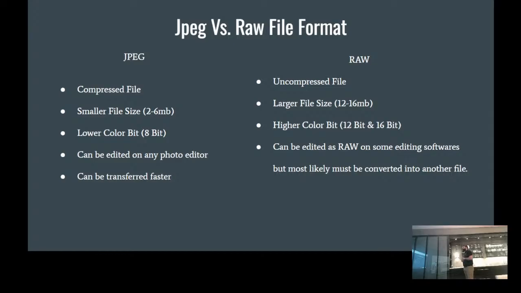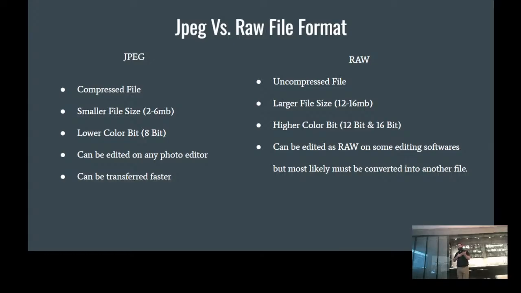But if we want the best from our photos, and we really want to follow that 80% photo from the camera and 20% editorial, then we need to be looking at RAW. RAW is an uncompressed file, meaning that it's a larger file size. On the small bit, it's about 12 to 16 megabytes.